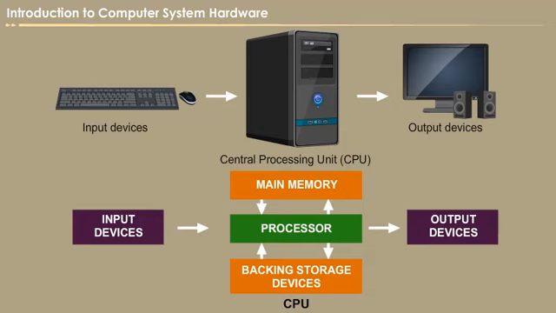The computer system hardware comprises three main components. They are input devices, used to get the input from the user; the Central Processing Unit, that is CPU, which processes the information; and output devices, used to display the output.